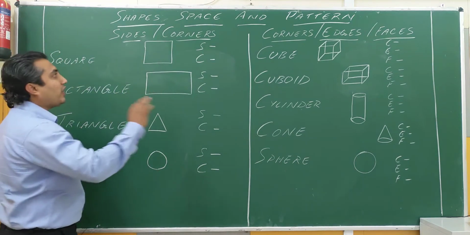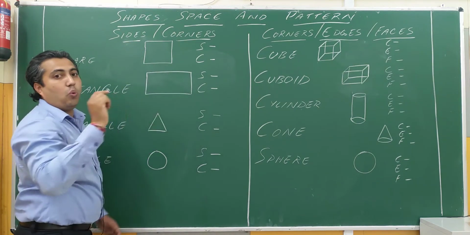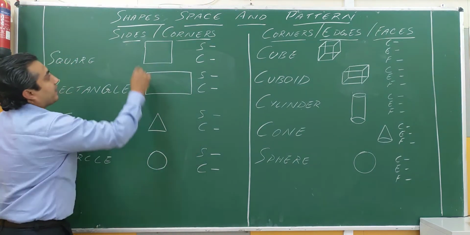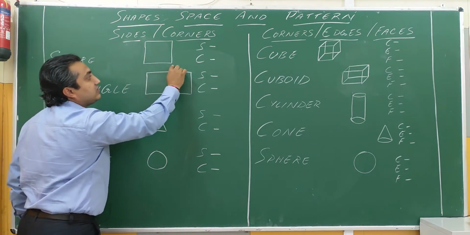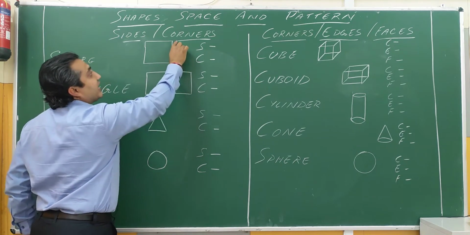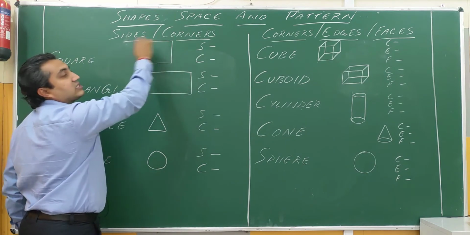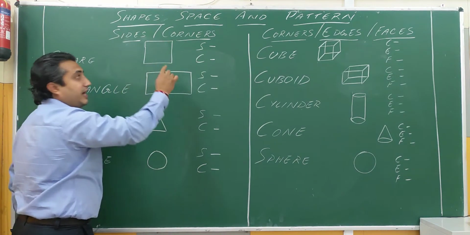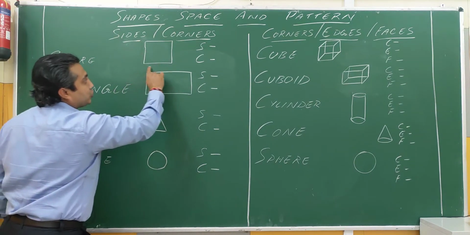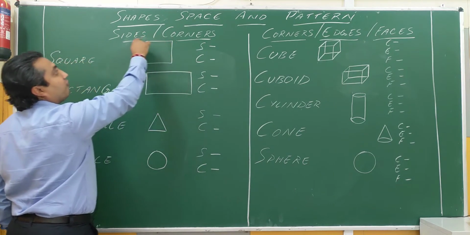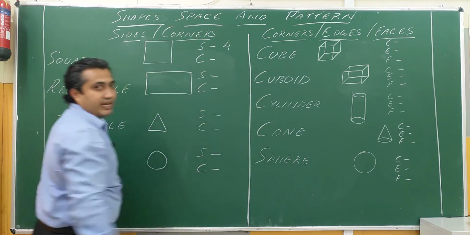Now let me explain what a side is. For example, this is a square. What are the sides of the square? This is side 1. This is side 2. This is side 3. This is side 4. These are the sides. Now, how many sides are there in a square? 1, 2, 3 and 4. So we have 4 sides.